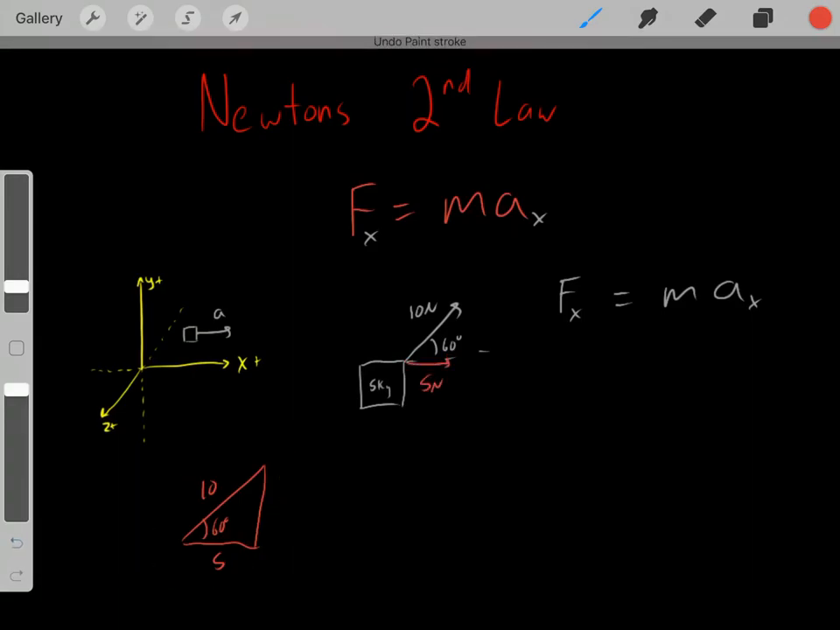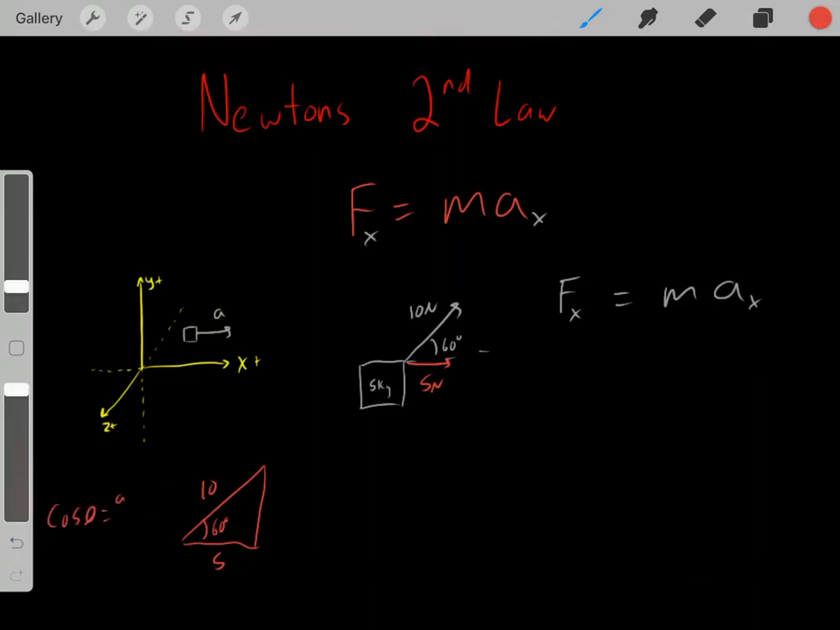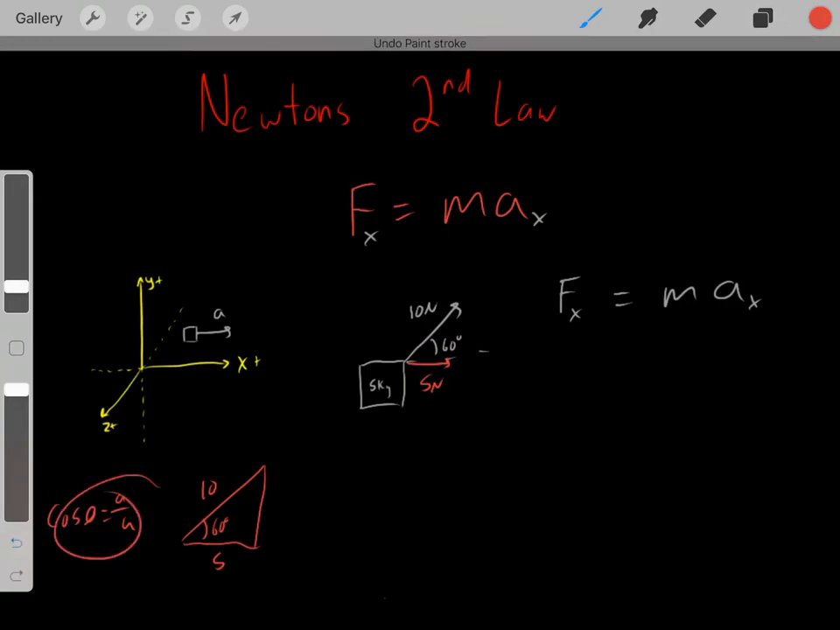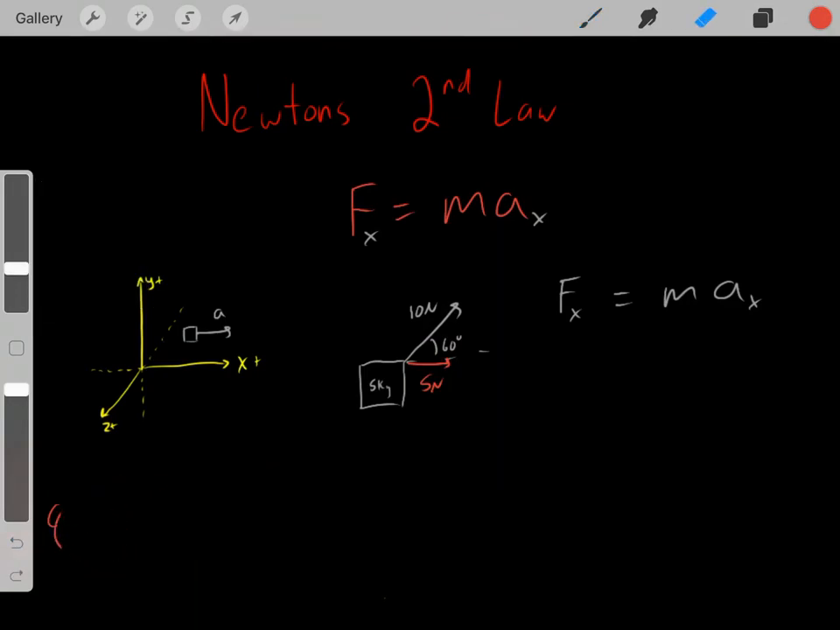And again, you should be pretty familiar with how to do this trigonometry. The cosine of theta equals adjacent over hypotenuse. So we knew all these terms and we could solve for adjacent, which was 5. But again, you should be pretty familiar with that.